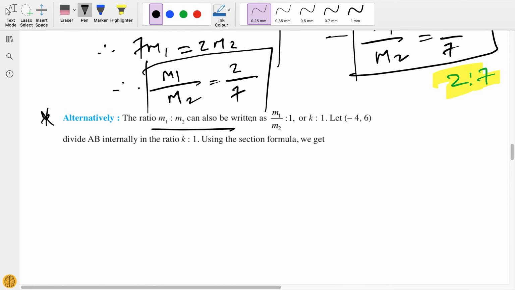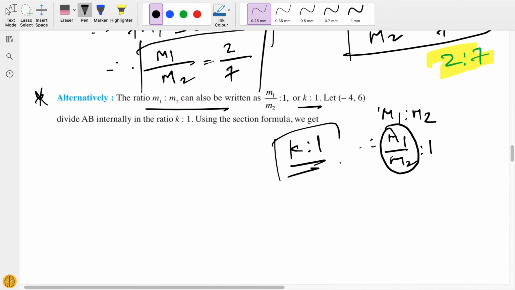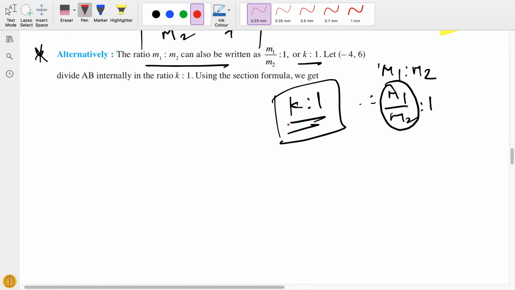You can write m1 by m2 as k. Instead of m1 by m2, you know the ratio is m1 is to m2. If you divide by m2, then the ratio is m1 by m2 is to 1. So you can write it as k is to 1, and then you will get the same answer. Let's try k instead of m1 by m2.